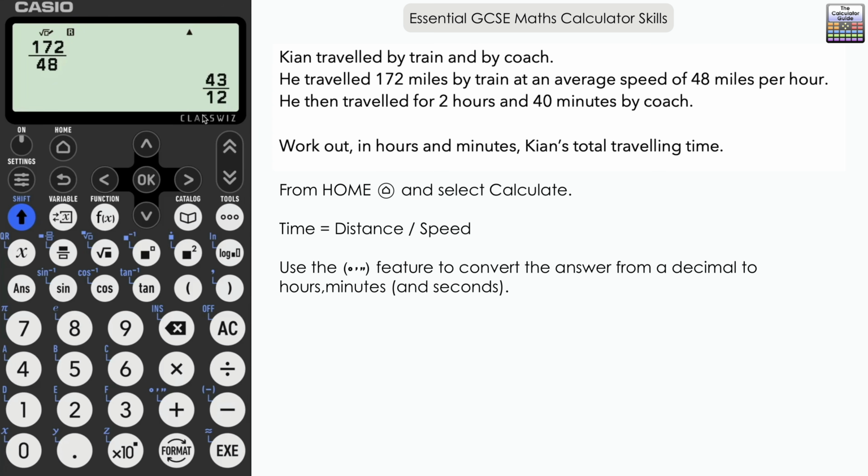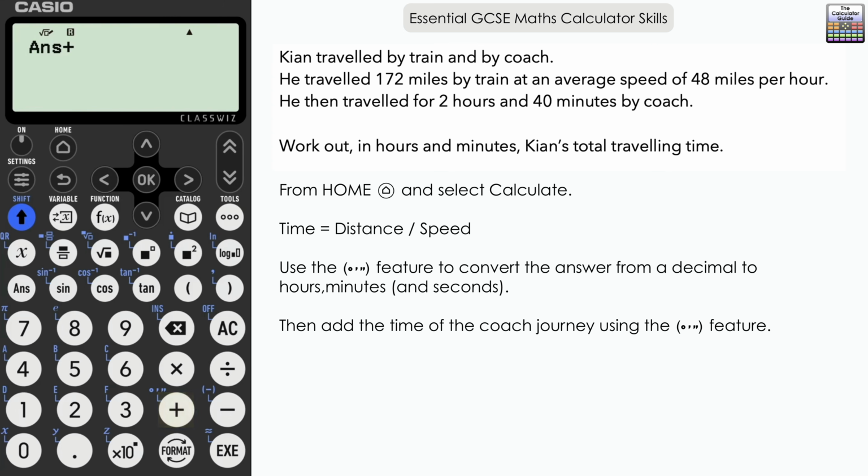Now what we want to do is to convert this value to a time. So if we just press then shift and then use the time feature, it will do our answer and will display it in hours and minutes. So if we press execute, we can see what that translates to in terms of time, 3 hours and 35 minutes. So to our answer, we're going to add 2 hours and 40 minutes for the coach journey and press execute. And straight away we've got our answer there, 6 hours and 15 minutes.